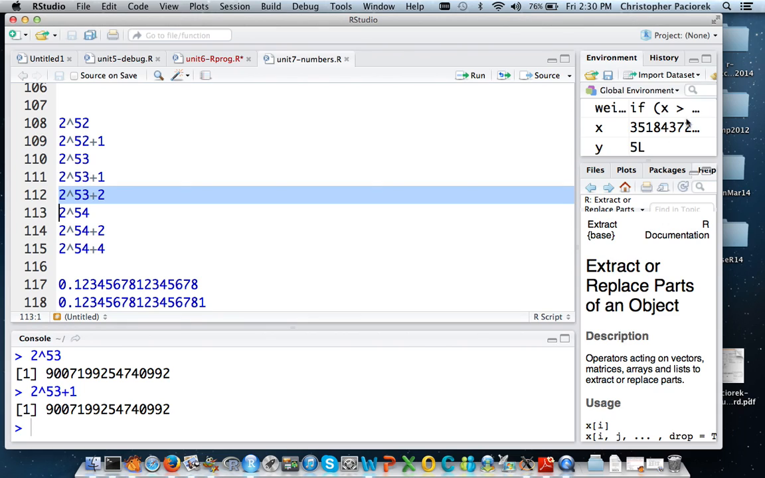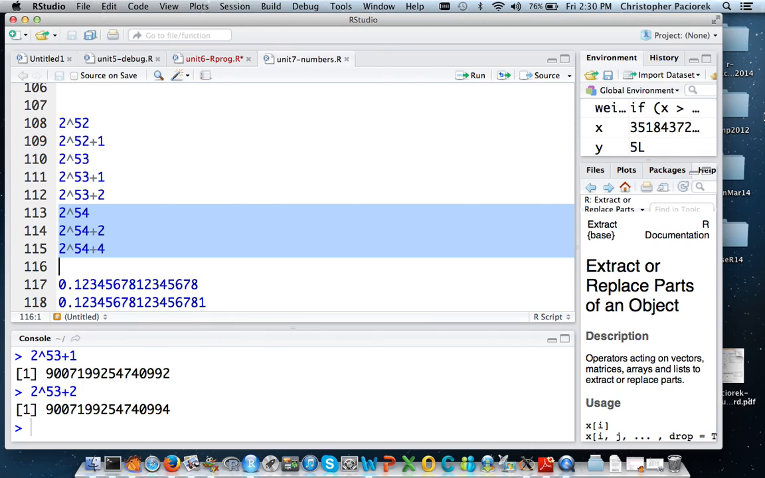But if I did 2 to the 53rd plus 2, that's fine. I can get 994. Same logic as over there. Once you think about this, it makes sense. But if you start putting in these numbers, you're like, why did it just jump by 2 and then not jump by anything and then jump by 2? That's the purpose of working through this.